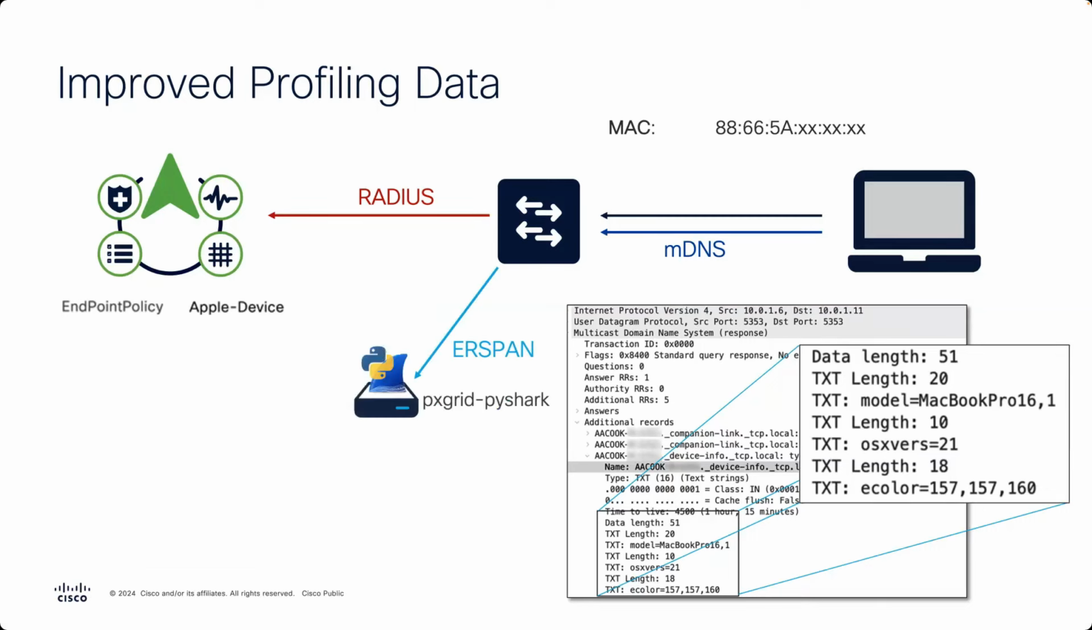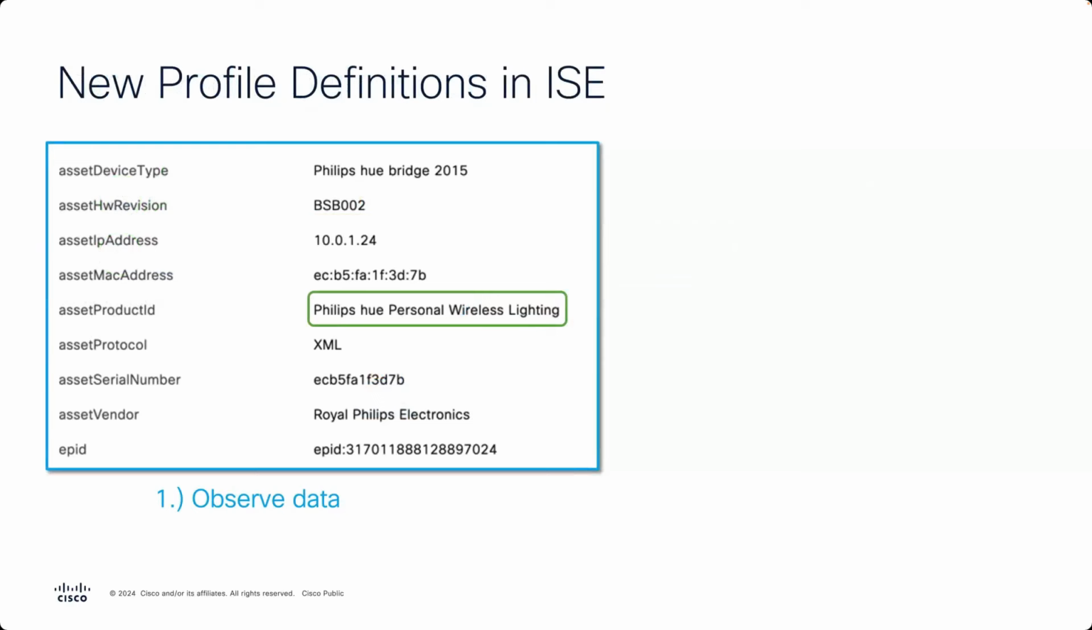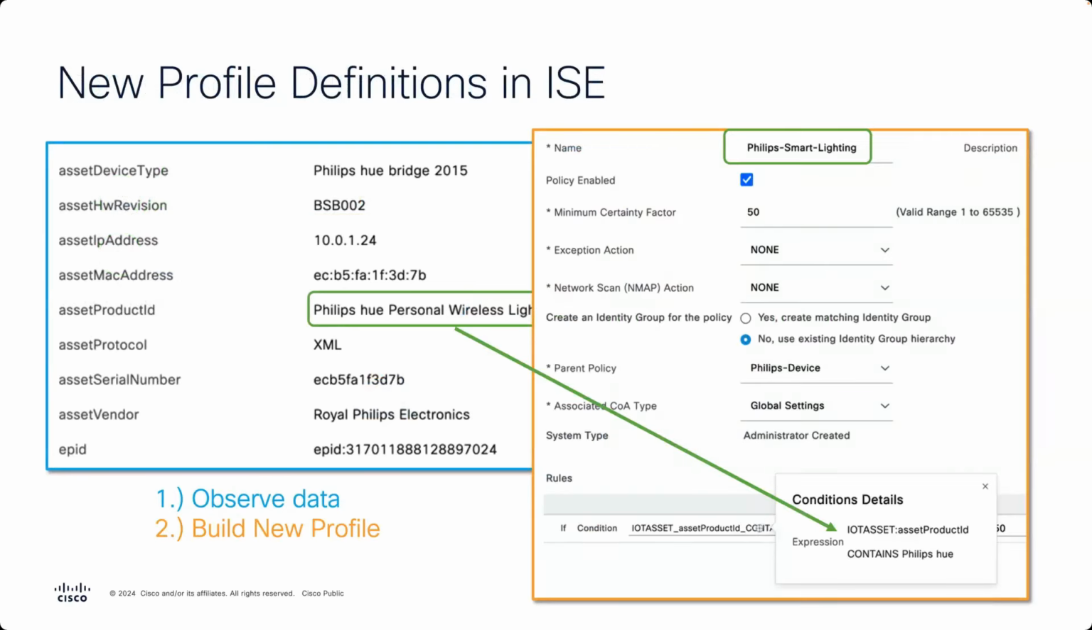So let's create a new profile based off of that data. So that IoT endpoint, we learned the product ID was Philips Hue. So I've got this data now in my context visibility for that endpoint. I could then go into my profiling settings and say, I want to create a new profile called Philips Smart Lighting.